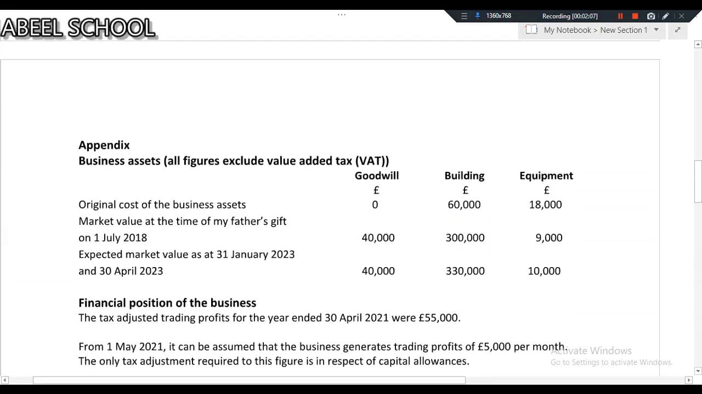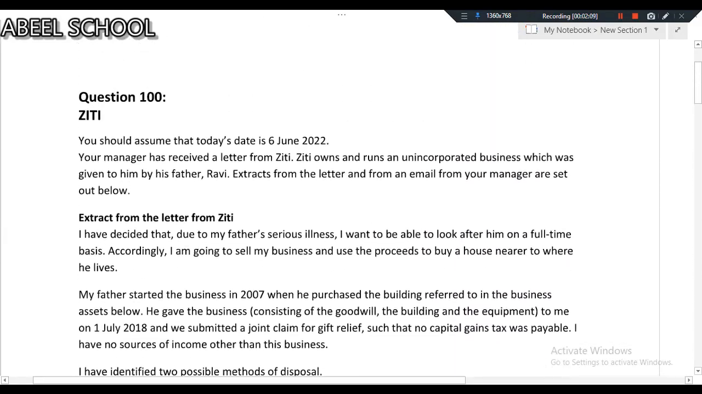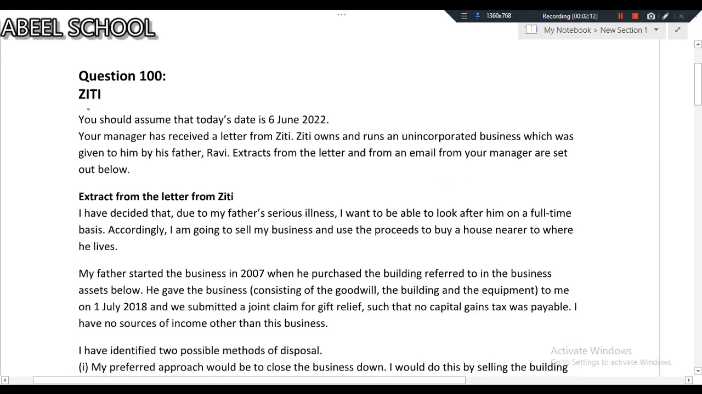So let's read the question. You should assume that today's date is 6 June 2022. Your manager has received a letter from Ziti. Ziti owns and runs an unincorporated business which was given to him by his father Ravi. His father has given him a business. Wow, lucky person, I would say. The extract from the letter and from an email from your manager are set out below.